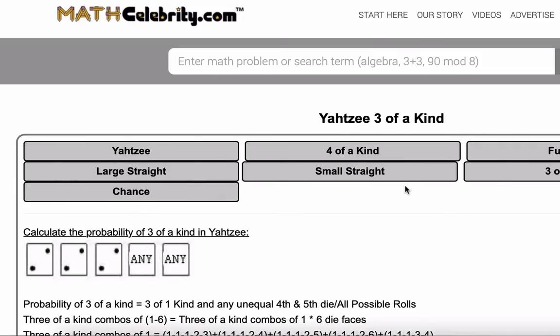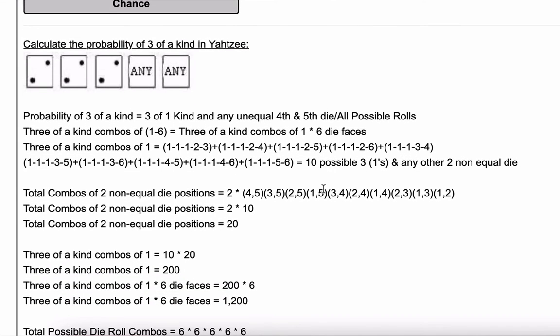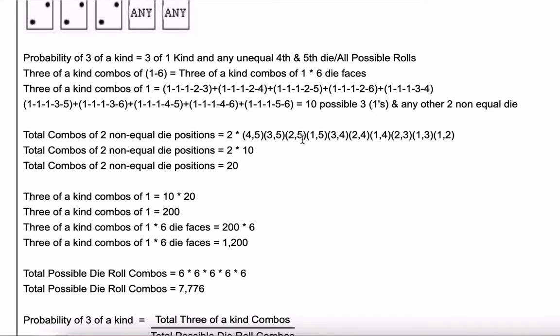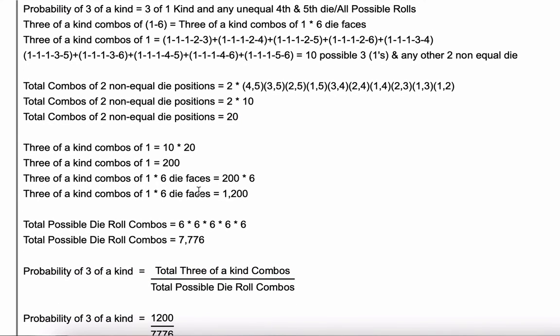Let's move on to three of a kind. Three of a kind means we have three matching die faces, and the other two can be any die. So I've attached a couple examples here. We can have 11123, 11124, 11125, and so on. But if we use all the possible die faces, and then we include any other two non-equal die, we work that math out, and we get total combos of two non-equal die positions of 20, and then the three of a kind combos, we have 1,200.